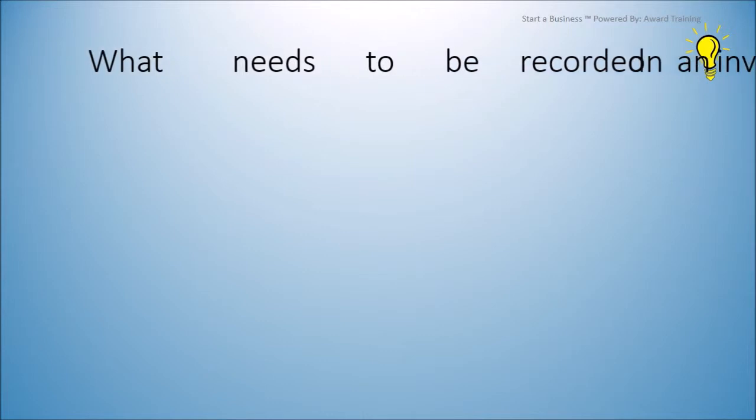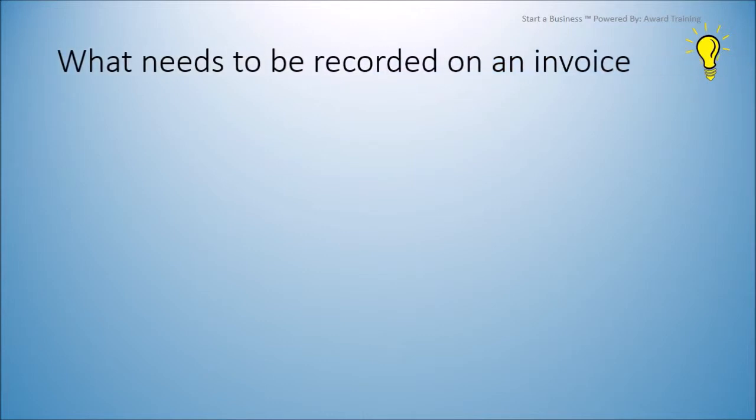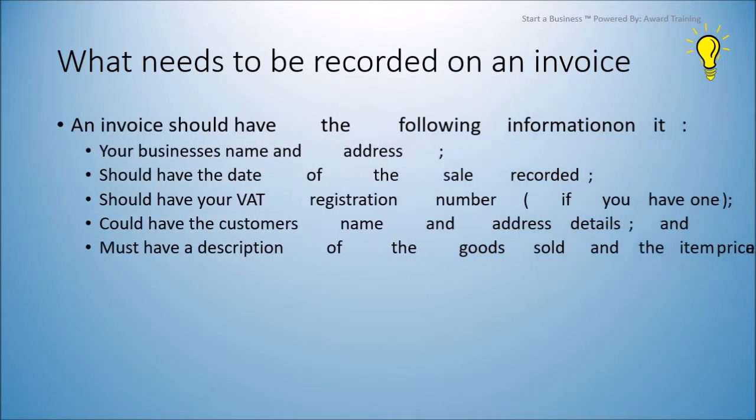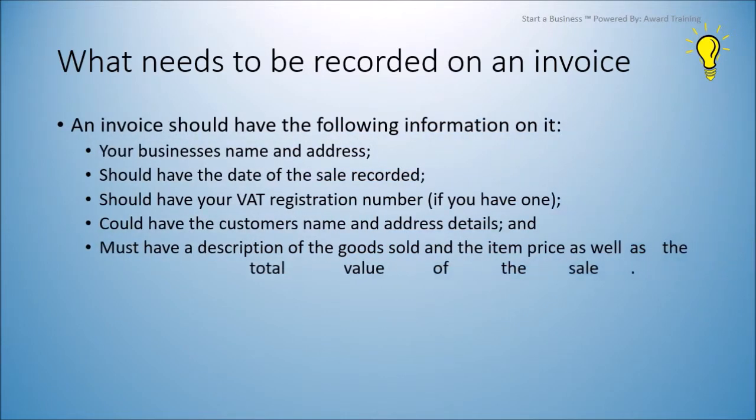What needs to be recorded on an invoice? This is important. An invoice should have the following information on it: your business name and address, the date of the sale recorded, your VAT registration number if you have one, the customer's name and address details could be on it, and it must have a description of the goods sold and the item price as well as the total value of the sale.